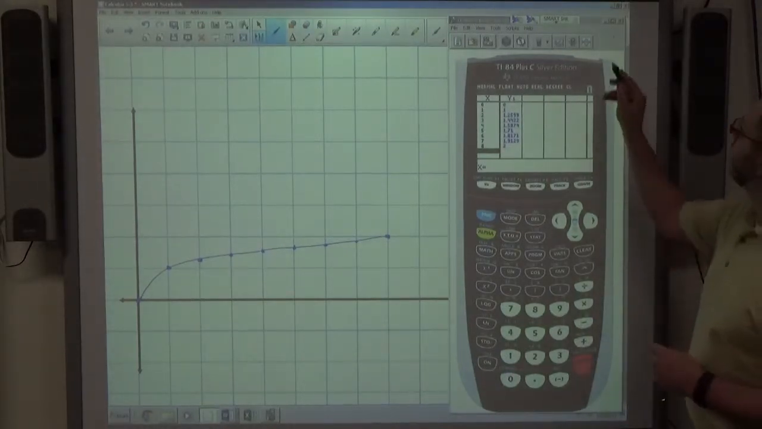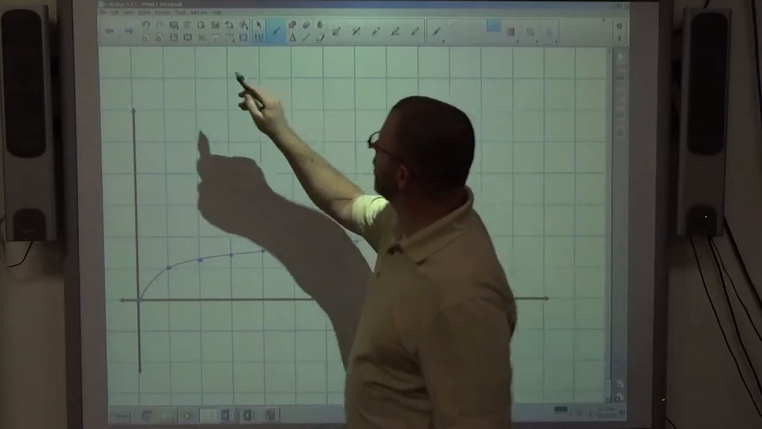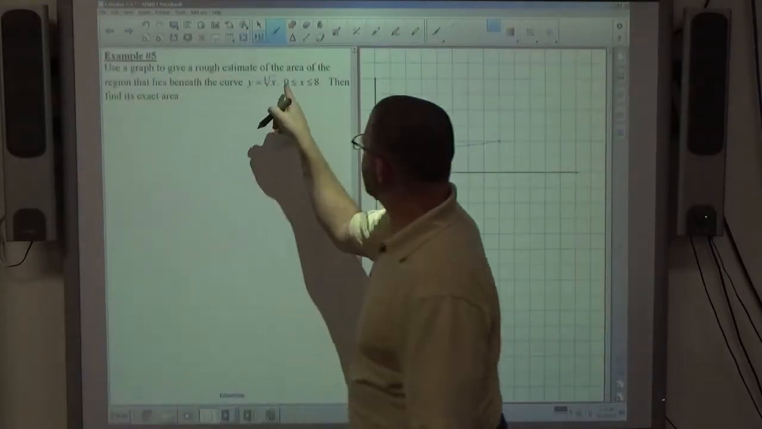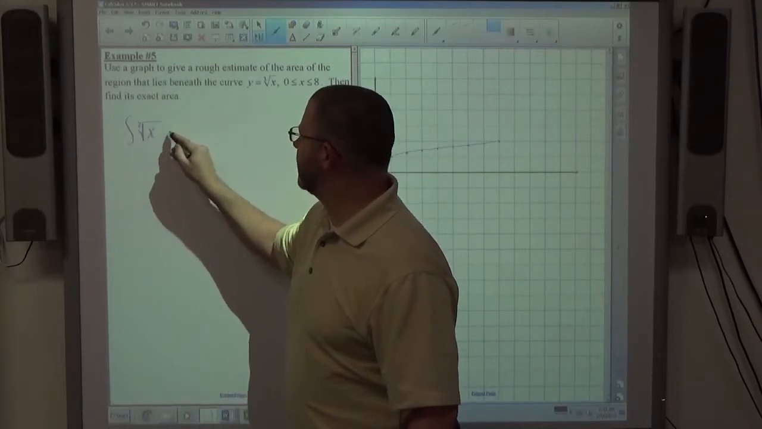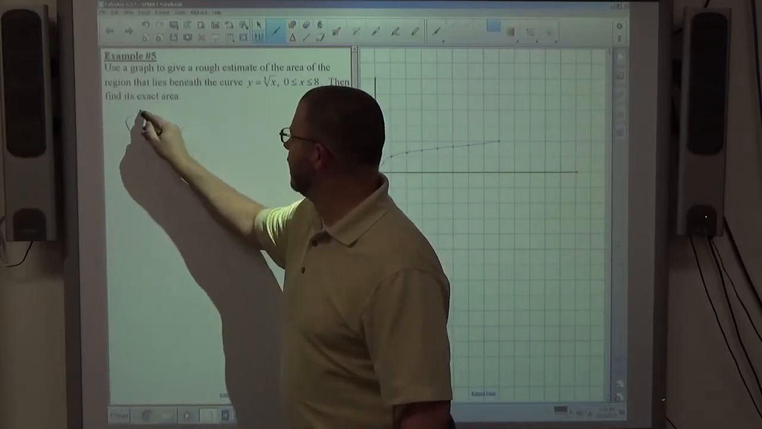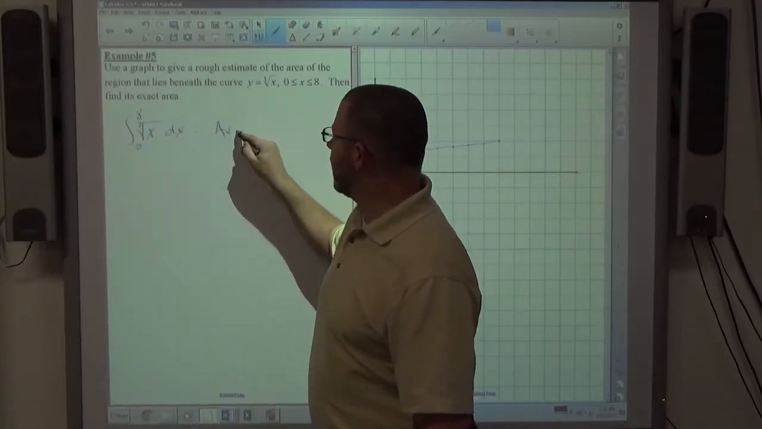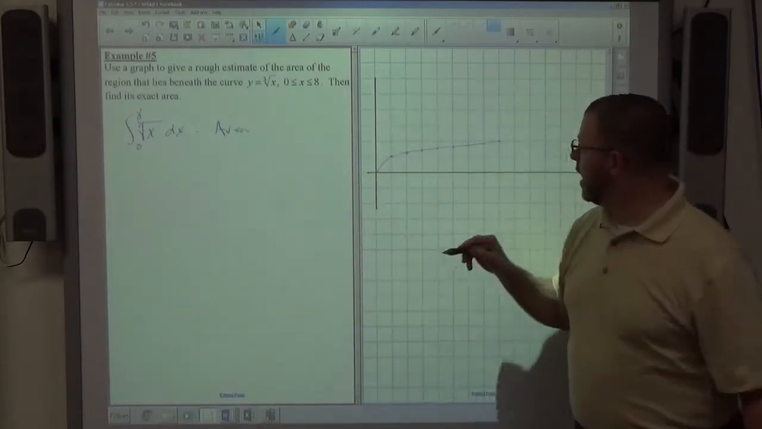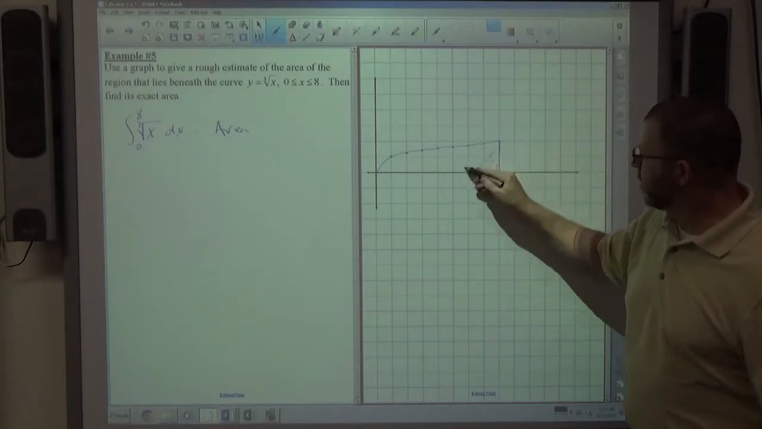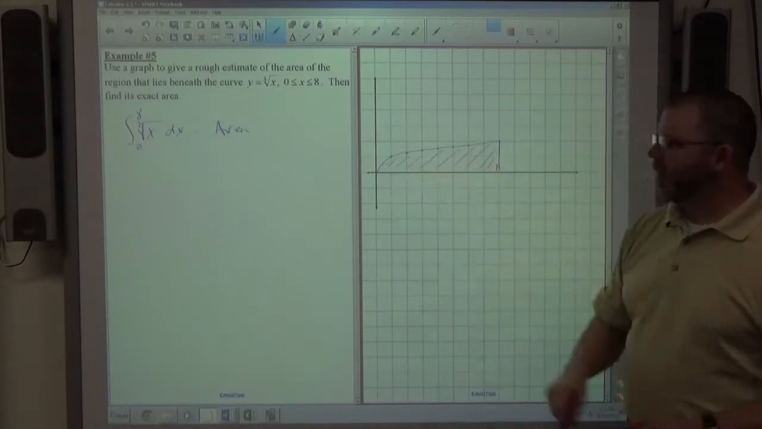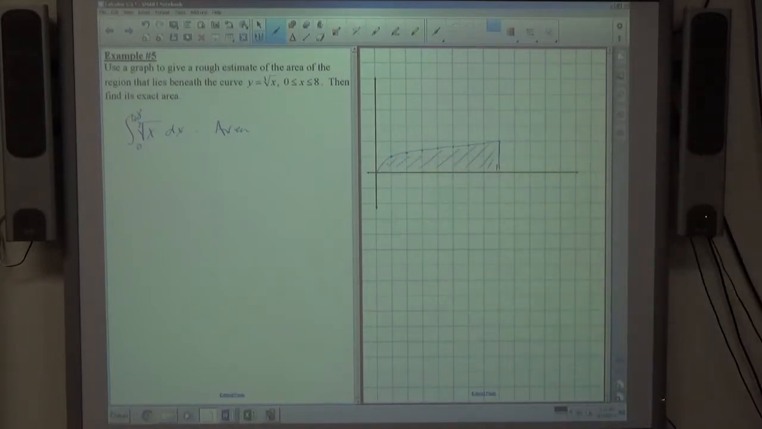Alright, so what we've learned about these problems is that the answer to this problem, which is the integral of the cube root of x dx from 0 to 8, is equal to the area under the curve. So if I were to put a vertical line right here and kind of shade it in like so, the area of that region is the answer to that integral. So those match each other.